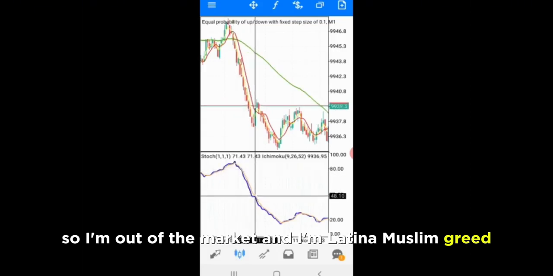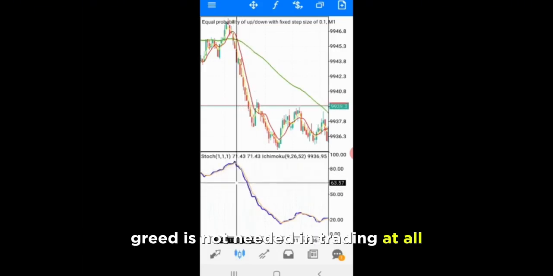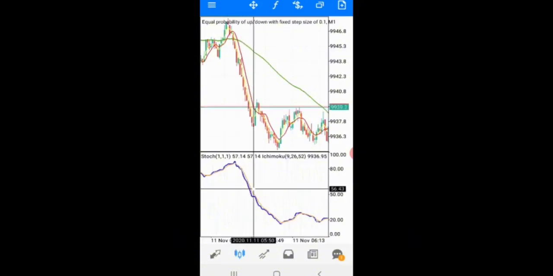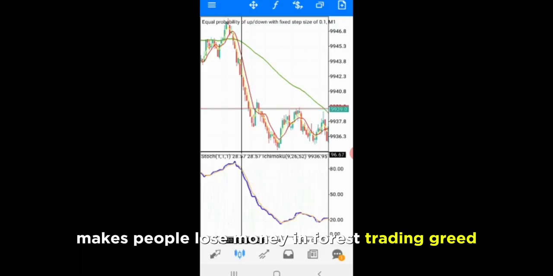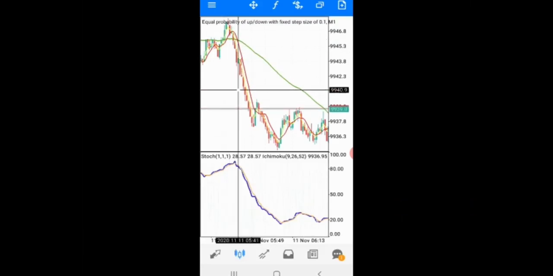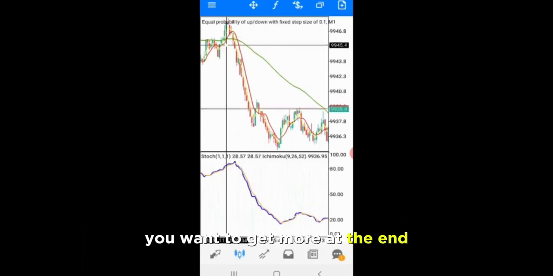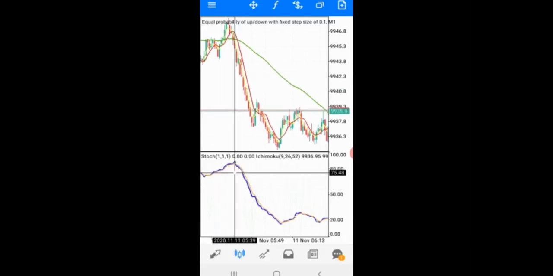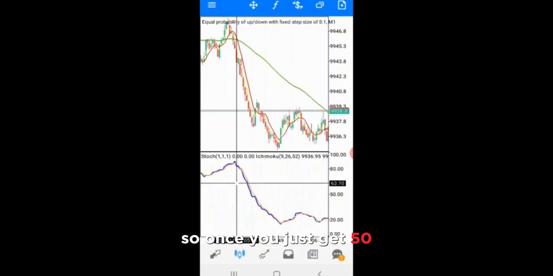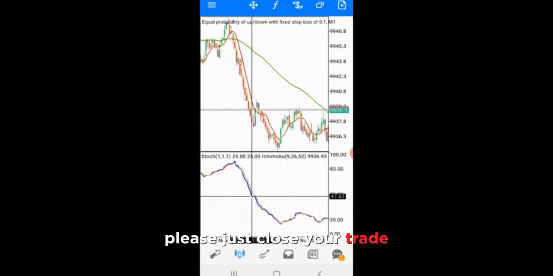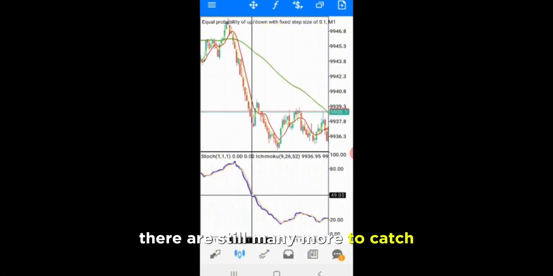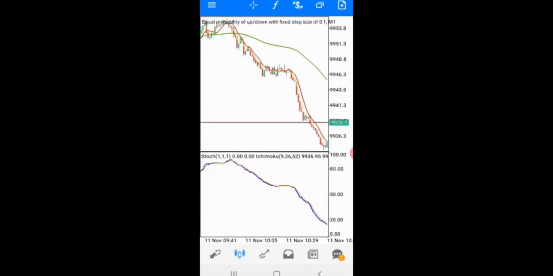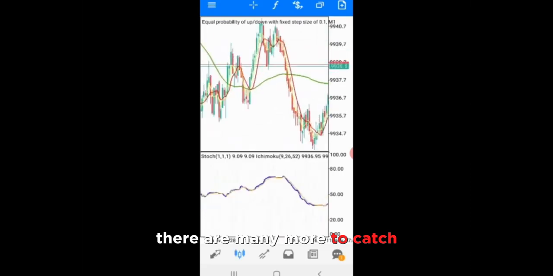And another thing I must warn: greed. Greed is not needed in trading at all, because greed is what makes people lose money in forex trading. You want to get more, you want to get more, you want to get more. At the end, you end up losing all. So once you just get to 50, please just close your trade. There are still many more to catch.